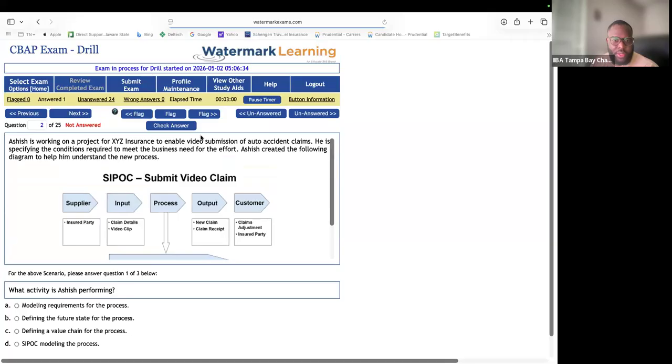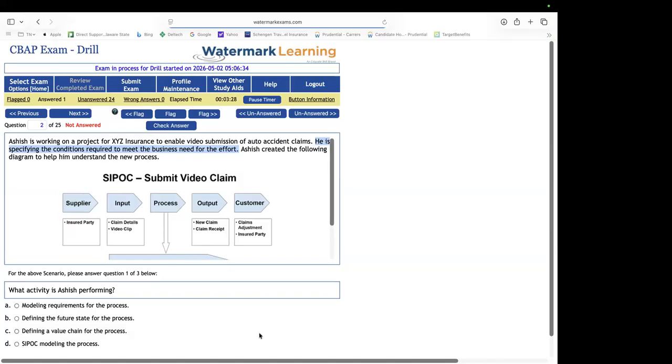So his goal is to specify the conditions required to meet the business need for the effort. And the question now is asking, what activity is Ashish performing? Is it modeling requirements, defining the future state, defining a value chain, or SIPOC modeling?